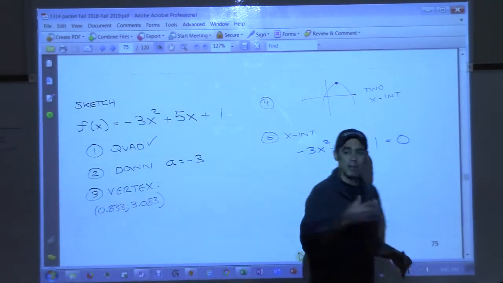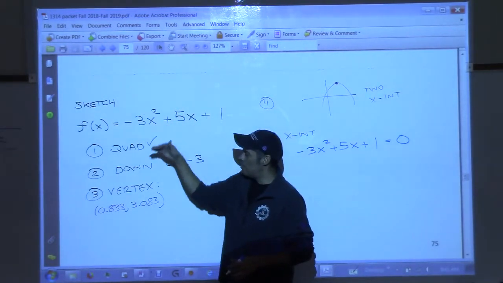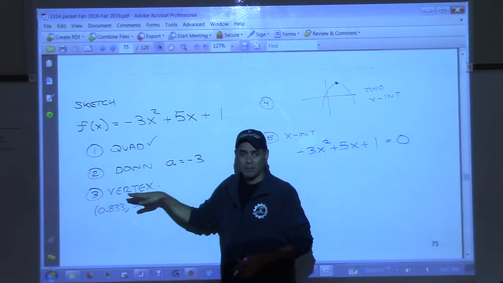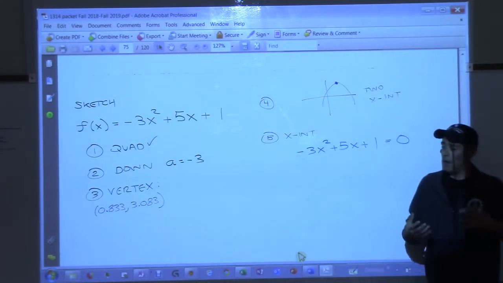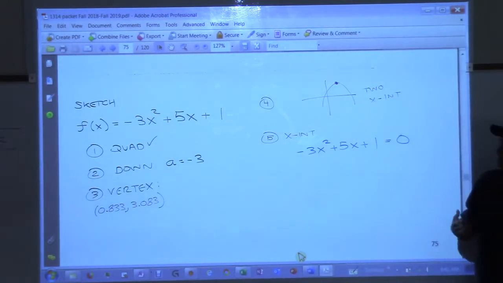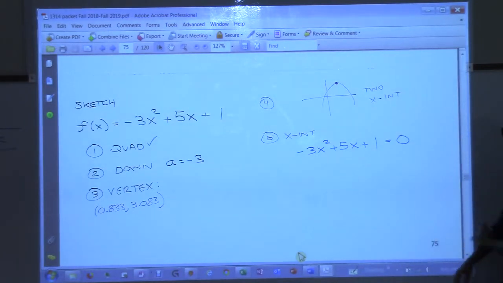I will tell you sketch, right? I will tell you, does it open up or down? I'll tell you find the vertex. I'll tell you find the x-intercepts, find the y-intercepts. But I won't tell you how to do that. So even though I'll tell you find them, you need to know to set it equal to 0, right? Okay, so now quadratic formula.